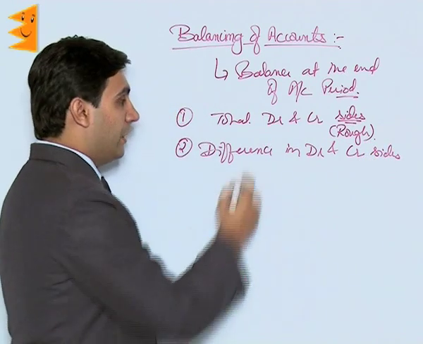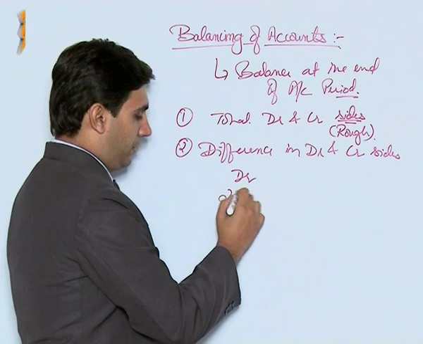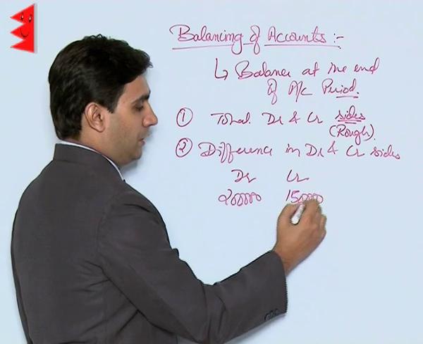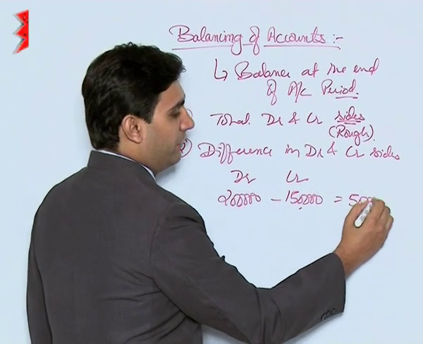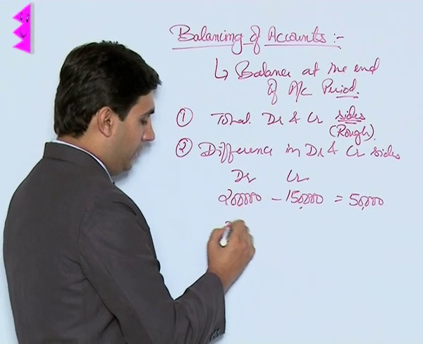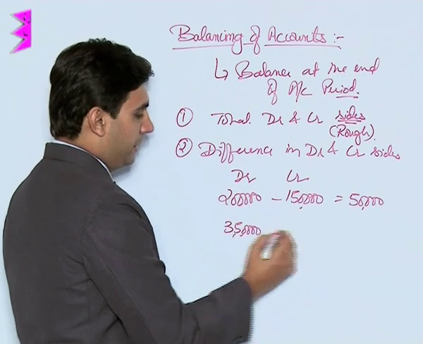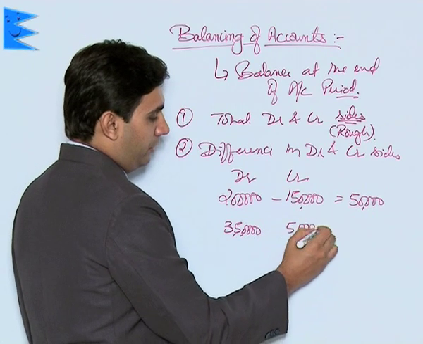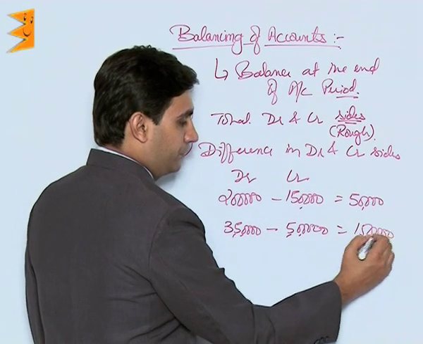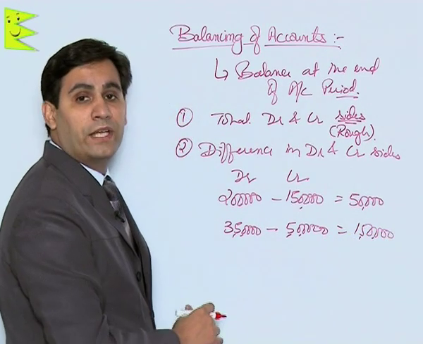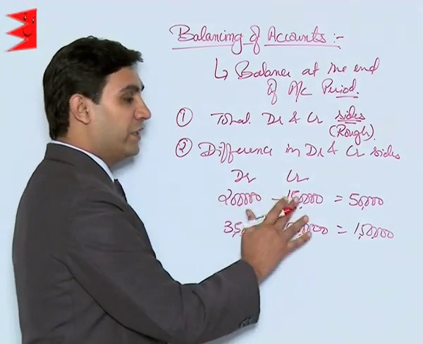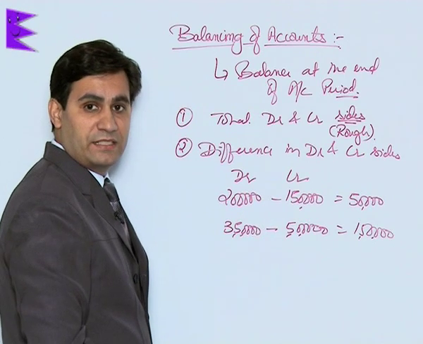That is, let's say if the debit side has a total of 2 lakh and the credit side has a total of 1,50,000, the difference is, subtracting them, 50,000. Either way, debit can have a total of, let's say, 3,50,000 and credit has a total of 5 lakh, so the difference would be 1,50,000. Obviously, we are not taking into account their positive and negative signs. So by difference we mean the difference in the totals of the debit and the credit side.